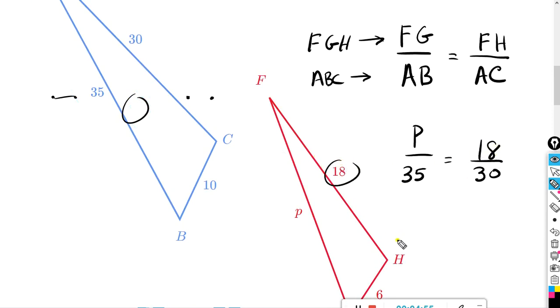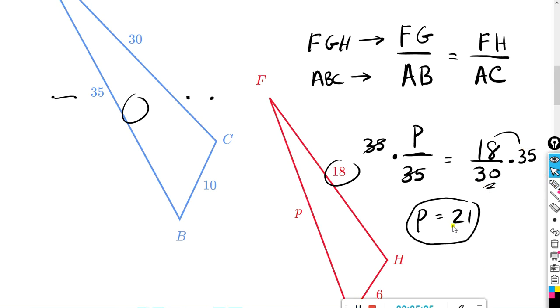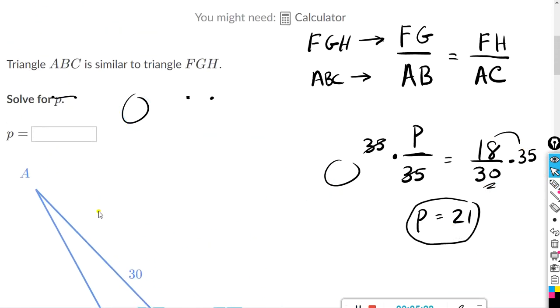Now we're just solving for P. You can cross multiply if you like, but right here is P divided by 35, so I'm just going to do the opposite and multiply both sides by 35. Over here, 35 divided by 35 cancels. I'm going to do this in the calculator: 18 times 35 divided by 30. On the calculator, I get P equals 21. So you just type that in the box.